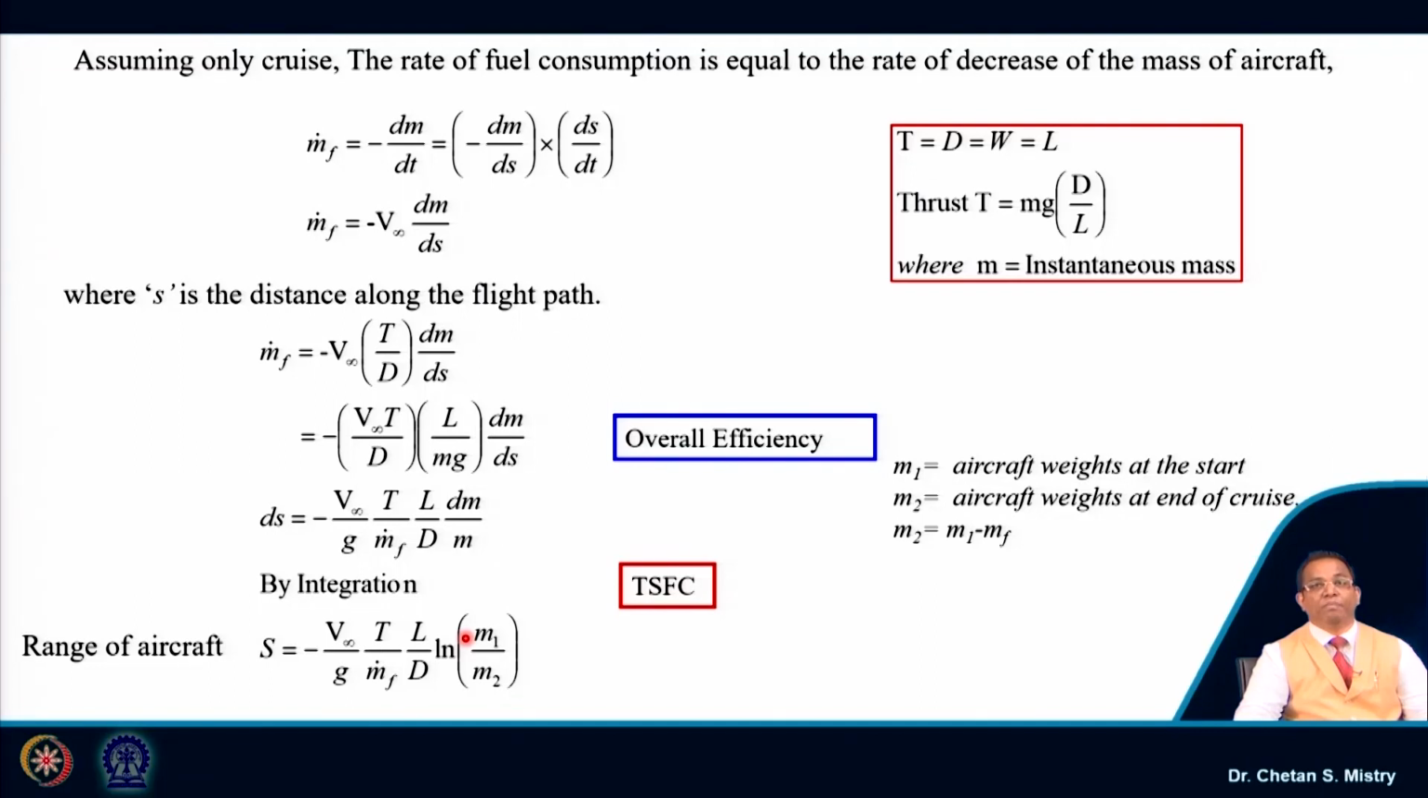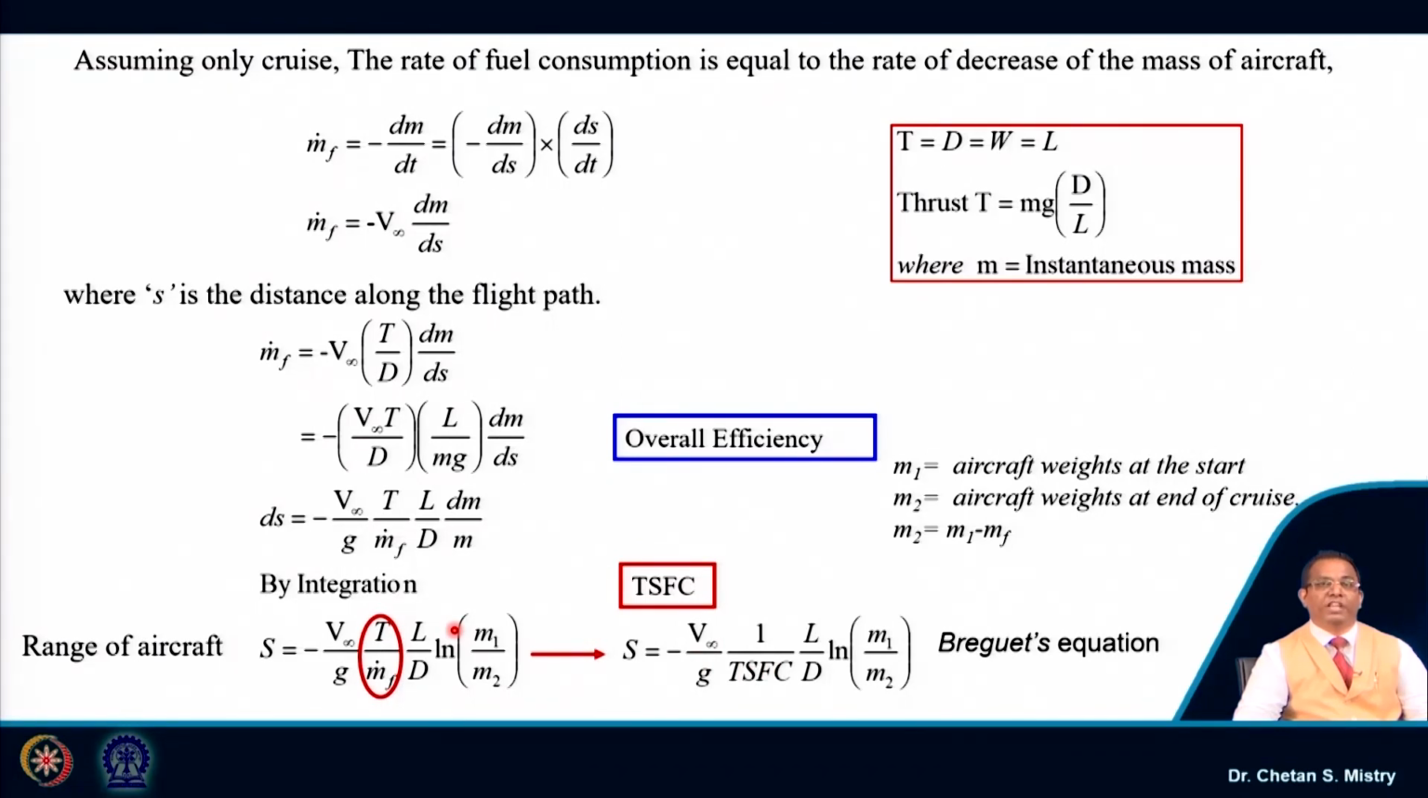This m1 is nothing but the aircraft weight at the start, and m2 is the aircraft weight at the end of my cruise, and this m2 we can write in terms of m1 minus mf. Now, what we know is, in terms of thrust specific fuel consumption, my thrust specific fuel consumption can be represented by m dot f divided by T. So I will simplify this equation for the range of the aircraft in the form of thrust specific fuel consumption. This equation is very important. It is also known as Breguet's equation.